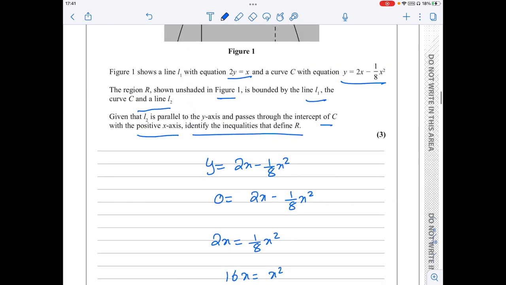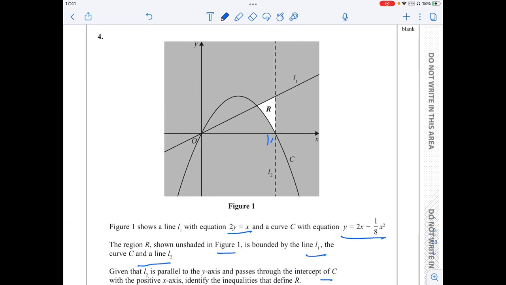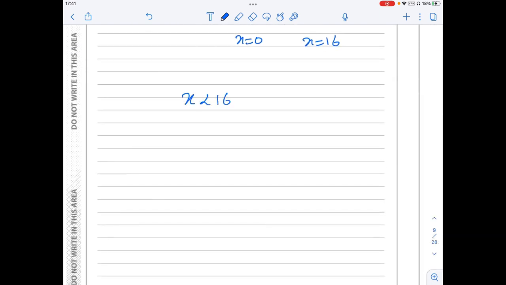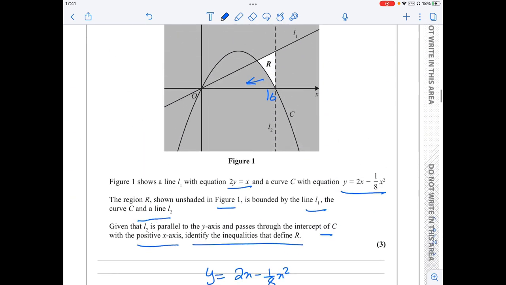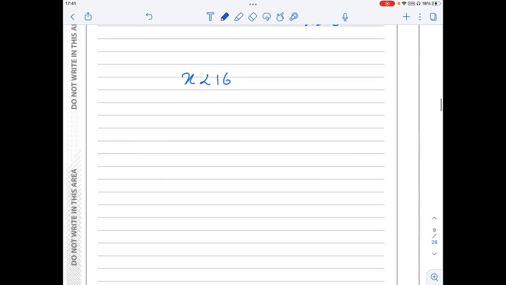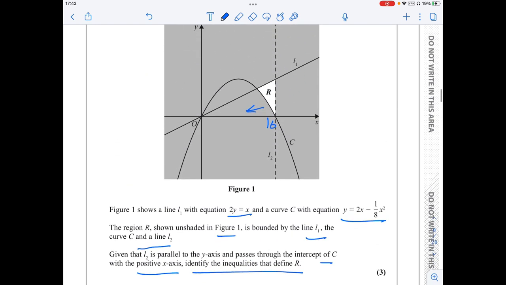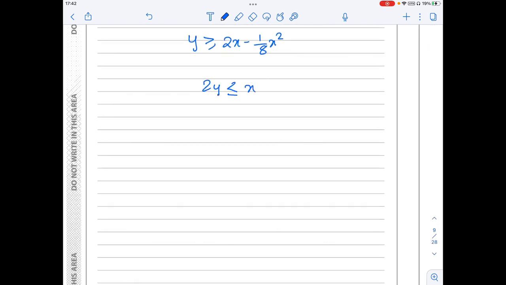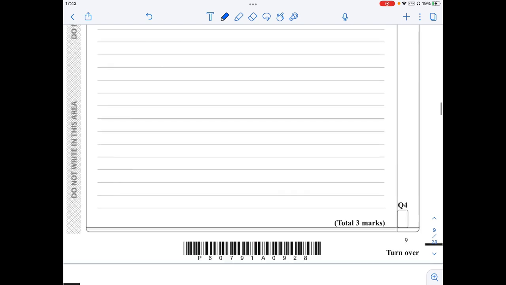Now I want the unshaded region. So this point is 16. So this is x less than 16. So the first inequality is nothing but what? x is less than 16. And now it is on the right side of the graph. Whenever it is on the right side of the graph, we take y greater than or equal to 2x minus 1/(8x²). If it is on the left side of the graph, we take y less than, and if it is on the right side of the graph, y is greater than. Then it is below the straight line. Below the straight line means nothing but what? 2y is less than or equal to x. This is going to be the three inequalities.